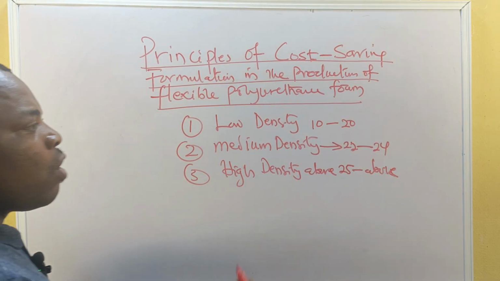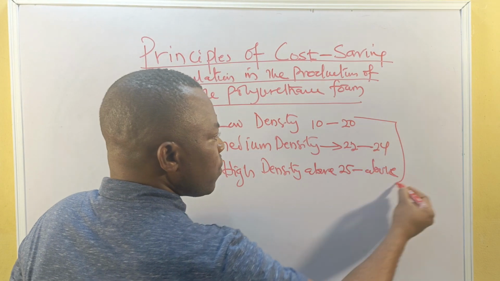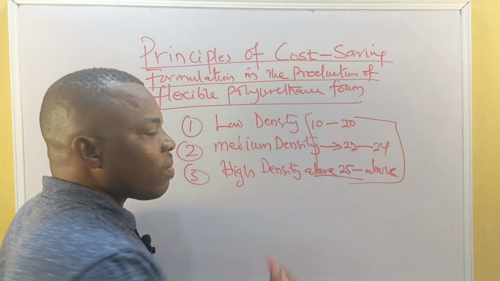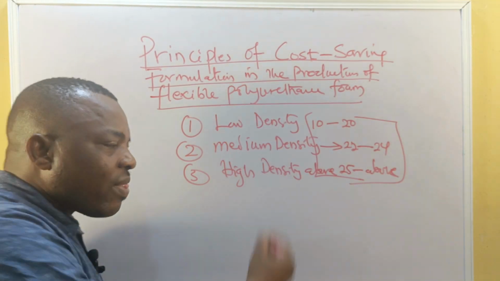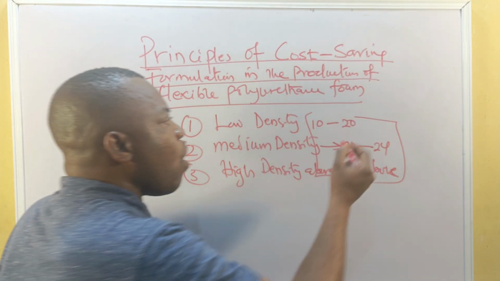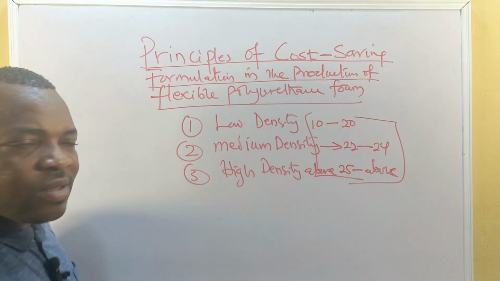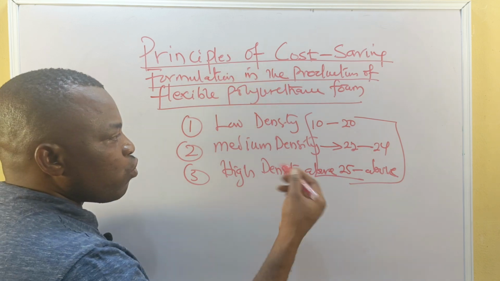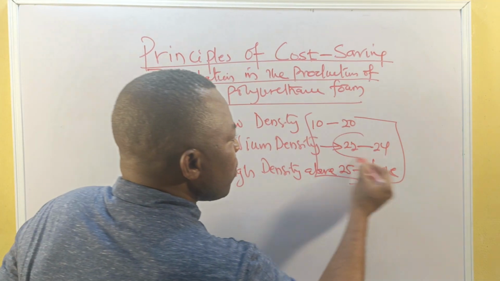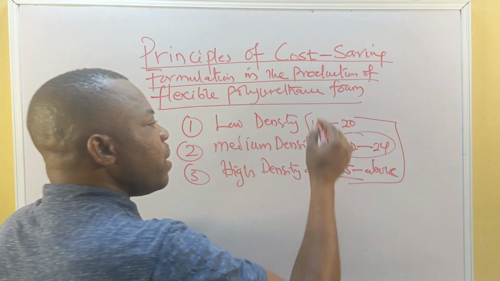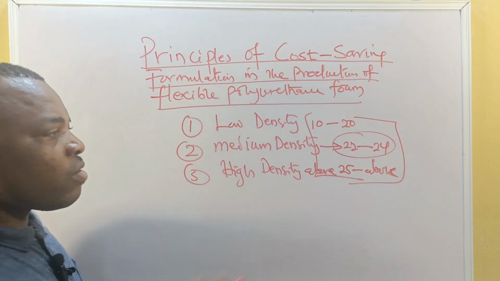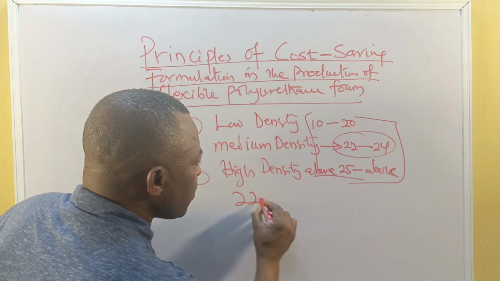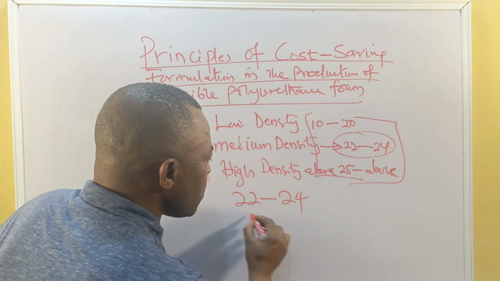Could be stated differently, but this is not the issue. The issue depends on the kind of standard in that country that is available or regulating this density. What I'm saying is this: country A may say this is low density, whereas country B may say this is high density. So this is what I'm trying to say, that the density that falls between 22 to 24 may be considered low.